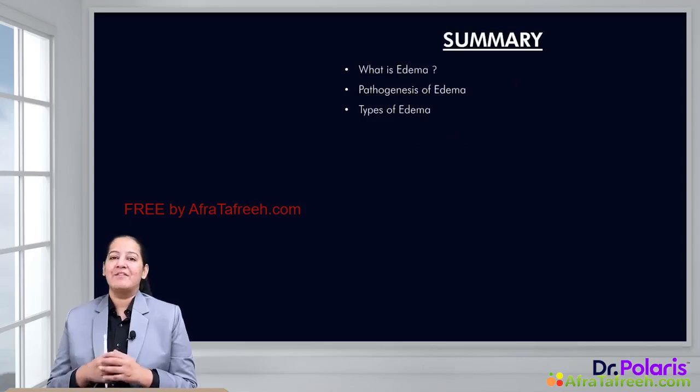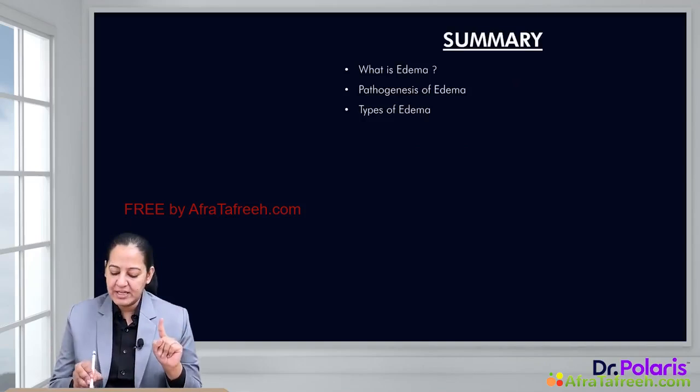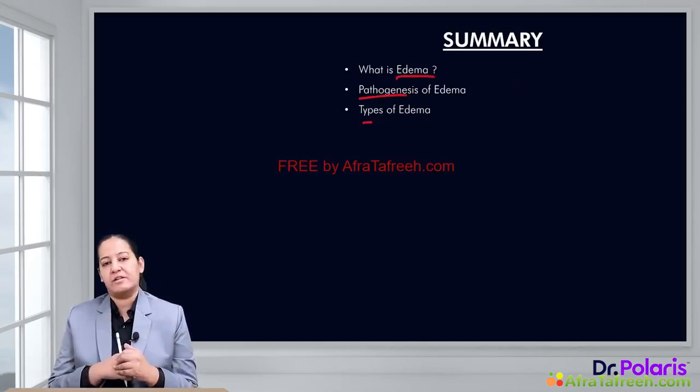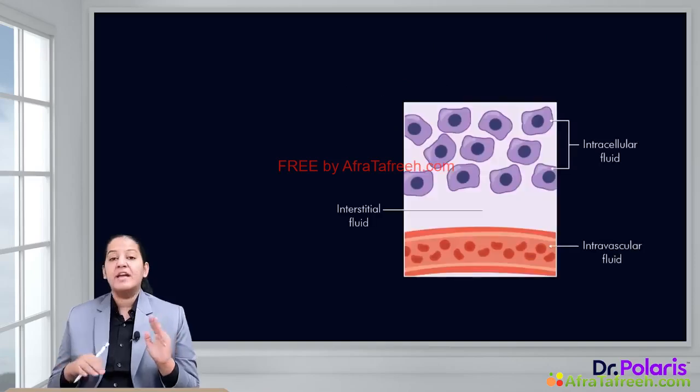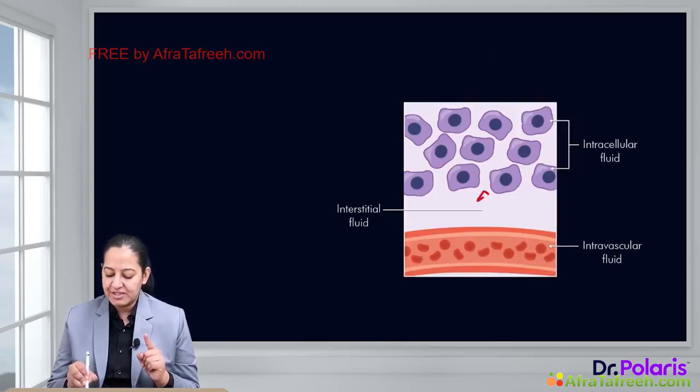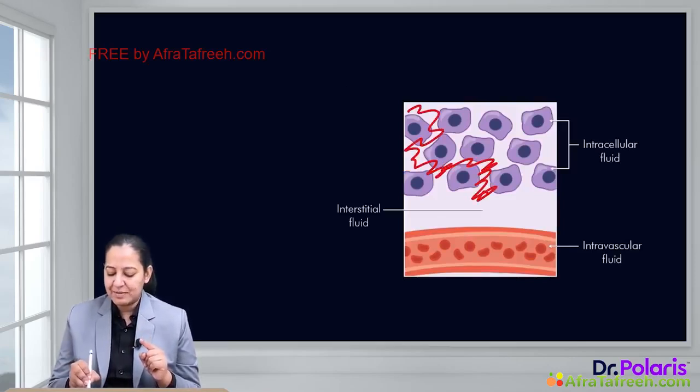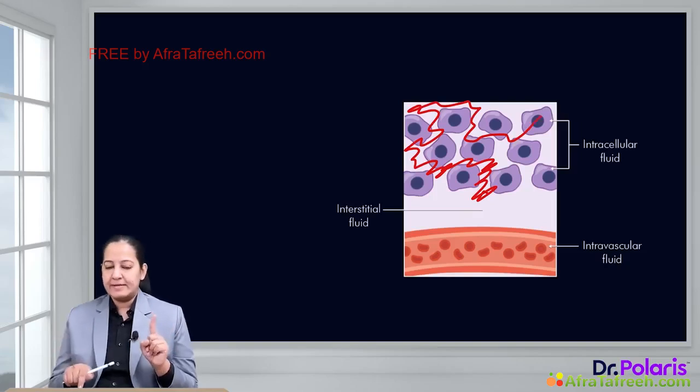So what is the summary? What have we learned in this session? We have learned three things in this session: what is edema, what is the pathogenesis of edema, and what are the types of edema. So what is edema? Edema is abnormal and excessive accumulation of fluid in the interstitial space. The interstitial space is the space between the cells. That is the definition of edema.